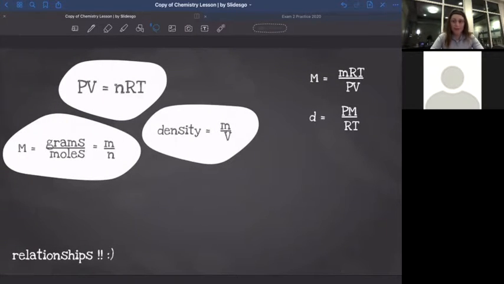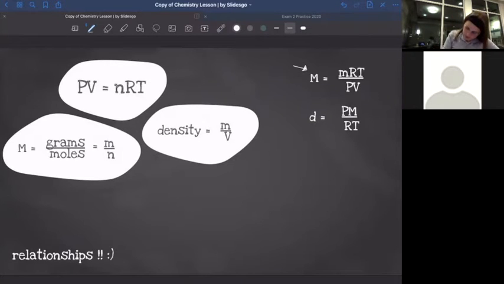We're going to start with what we already know, and we know that PV equals nRT. That's the ideal gas law equation right here. And then we know that the molar mass equals the mass over the moles, grams per mole, and that is represented by m over n. And we know that the density equals the mass divided by the volume. So let's start by deriving this molar mass equation.